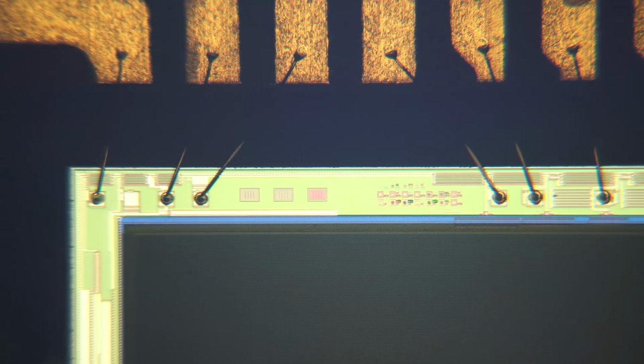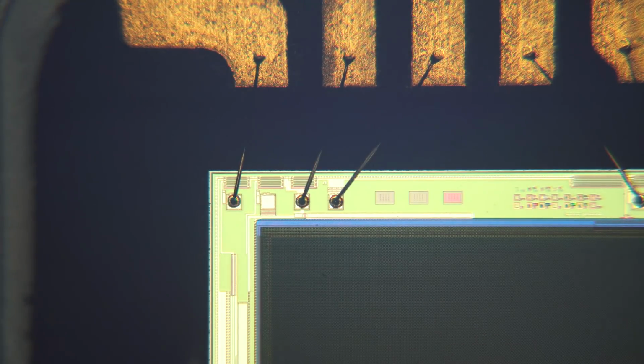I've got the Sony ICX098BQ sensor underneath the microscope now. There's not a great deal on this thing. It's mostly just the sensor.